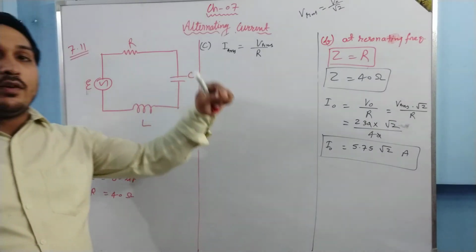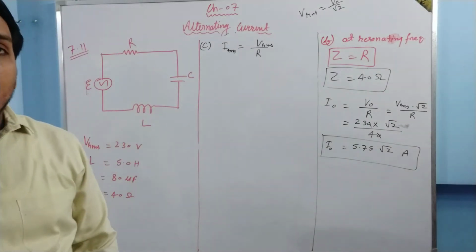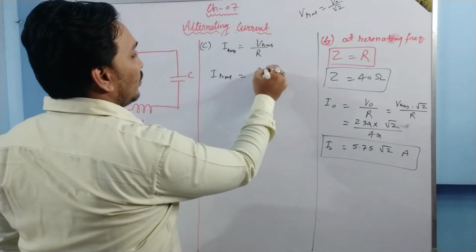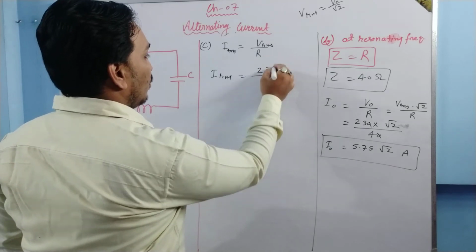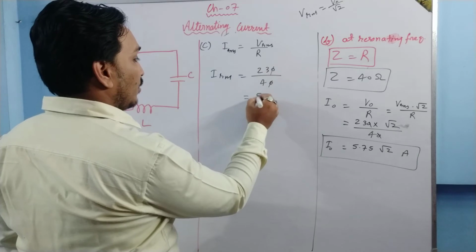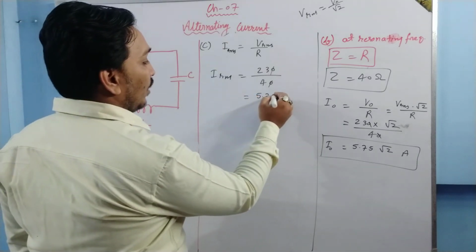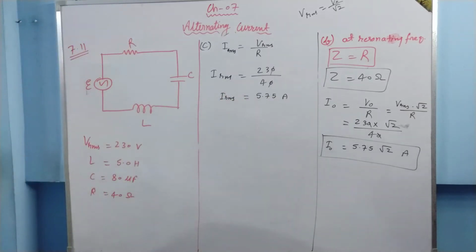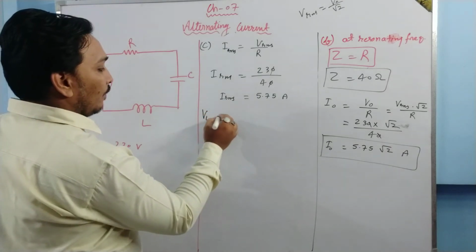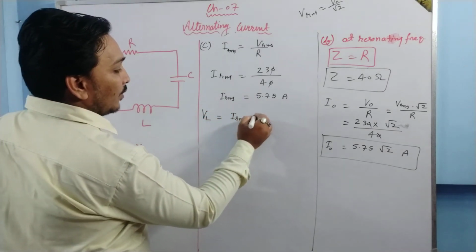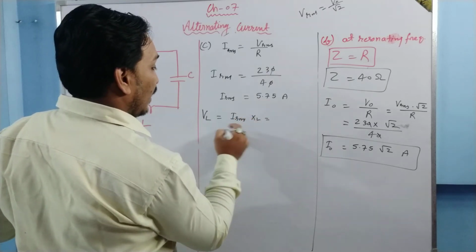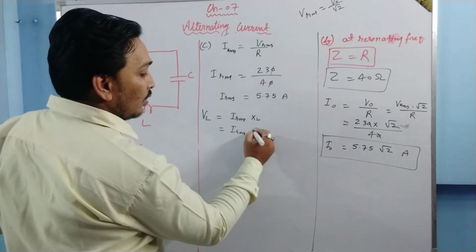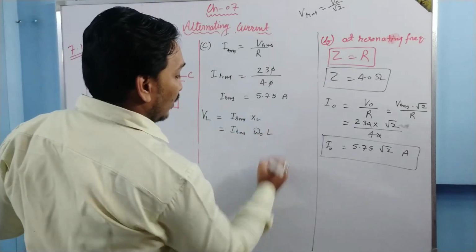From current only we will calculate the potential drop across the inductor and the capacitor. So IRMS is equal to, the value of VRMS is 230 and the value of R is 40. 0 and 0 will be cancelled out. 4 5s are 20, 4 7s are 28, 4 5s are 20, 5.75 ampere. This is the value of IRMS. Now potential drop across L, VL, will be given as IRMS multiplied by XL. Value of IRMS we have, but we do not have the value of XL. So XL can be written as omega naught into L.